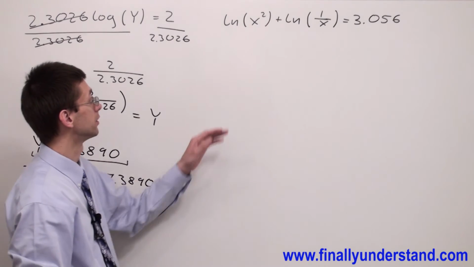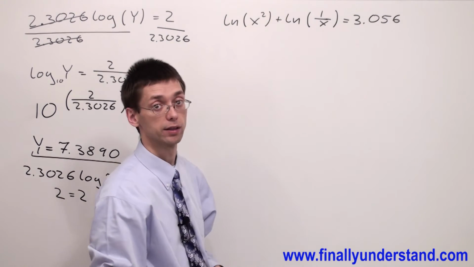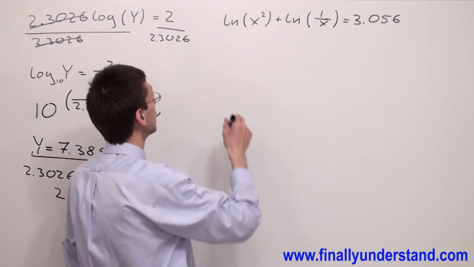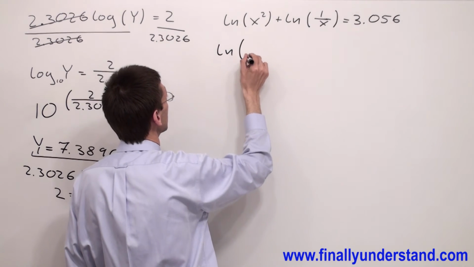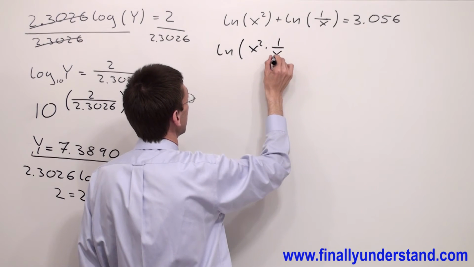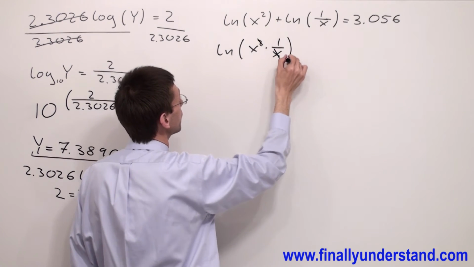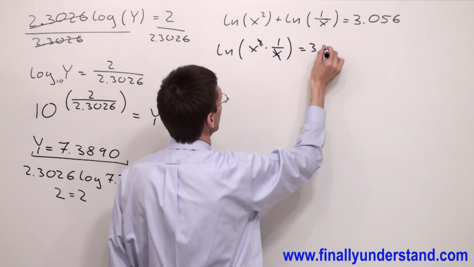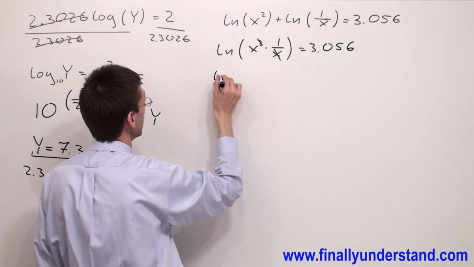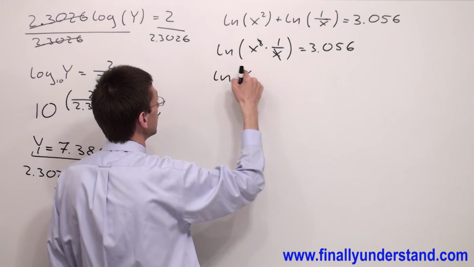Let's take a look at this example. I have the sum of two logarithms, right? I'm going to convert this sum of two logarithms to the log of a product, and I'm going to have ln of x squared times 1 over x. The square and x will cancel out, and this is equal to 3.056. I'm going to have ln of x, because just x is left next to the logarithm.